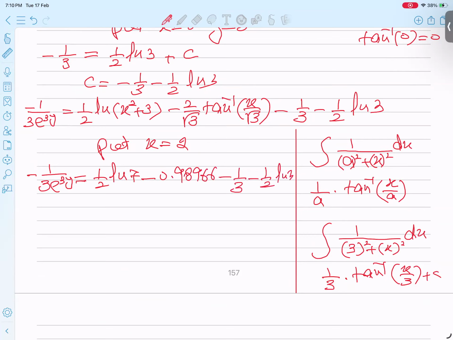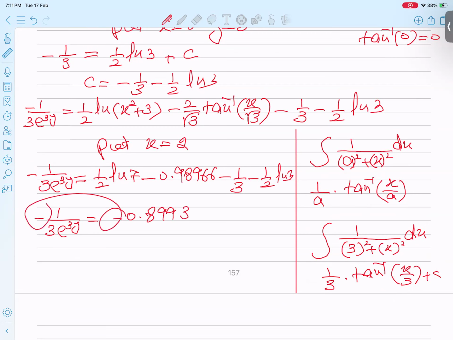Okay, students, now what to do? I will type it completely in the calculator and then check how I can proceed from there. Hold on. Let's see how we can do the other part. Okay, half times 2 log of 7 minus 0.98966 minus 1 over 3 minus 1 over 2 times 2 log of 3. My answer turns out to be negative 0.8993. Now, students, what to do?